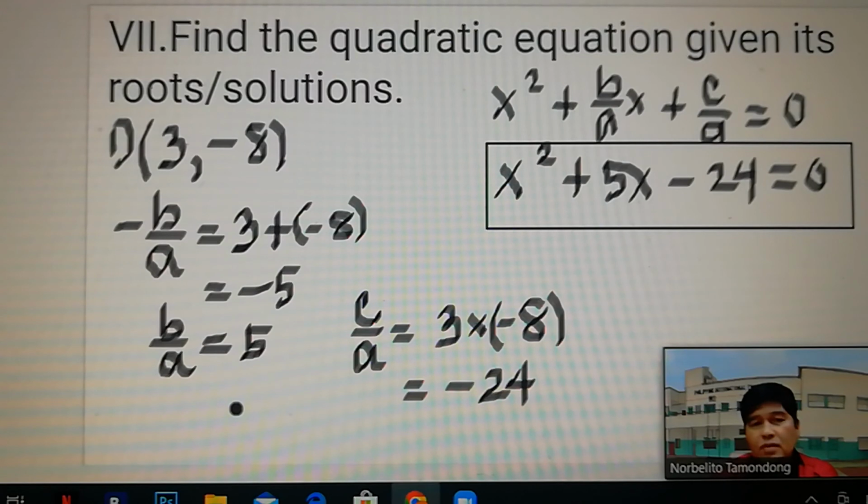So pwede na kayong mag-solve ng other examples using two integers, using two fractions, and then using radicals.